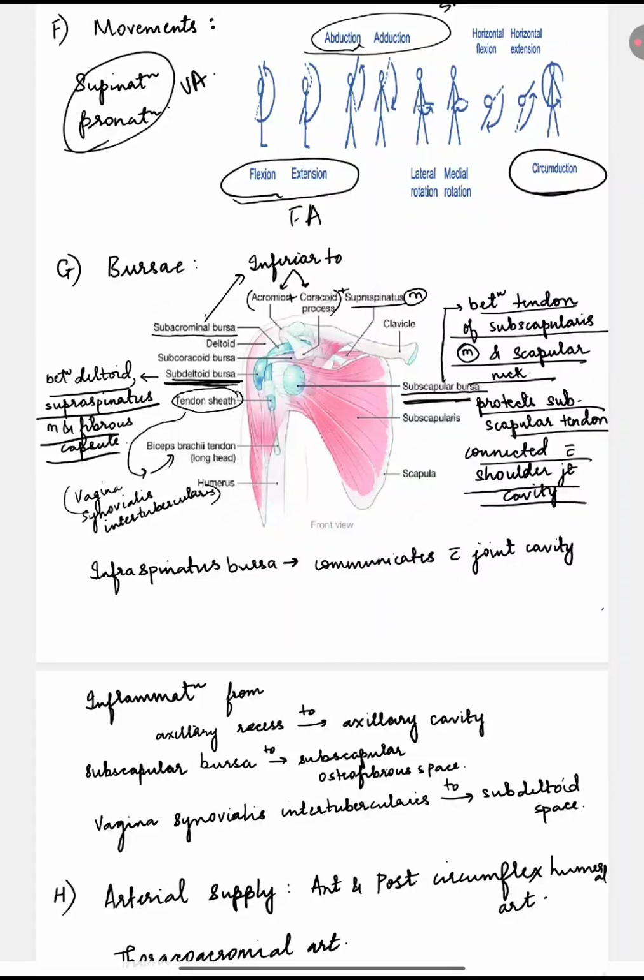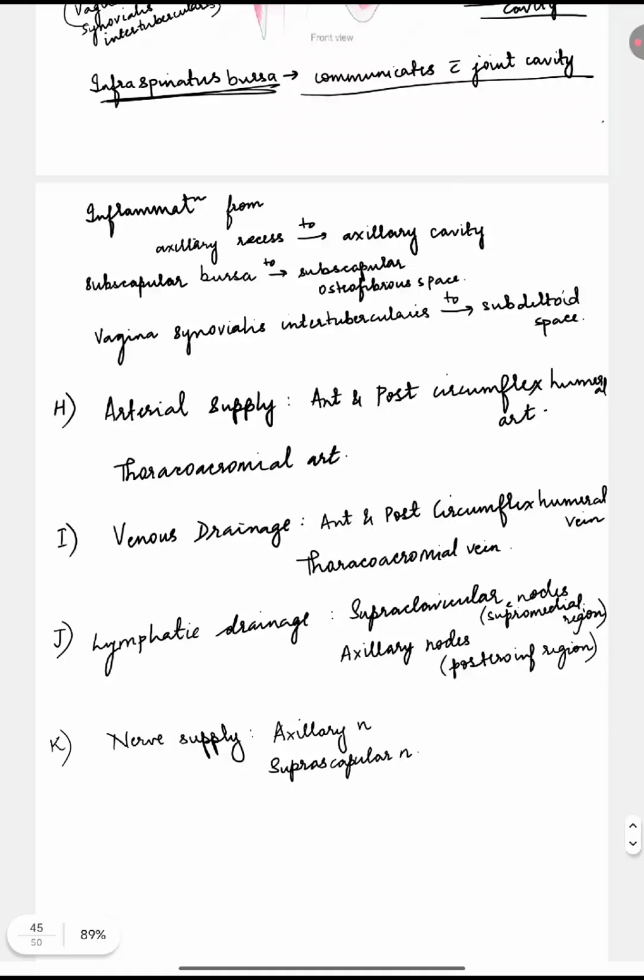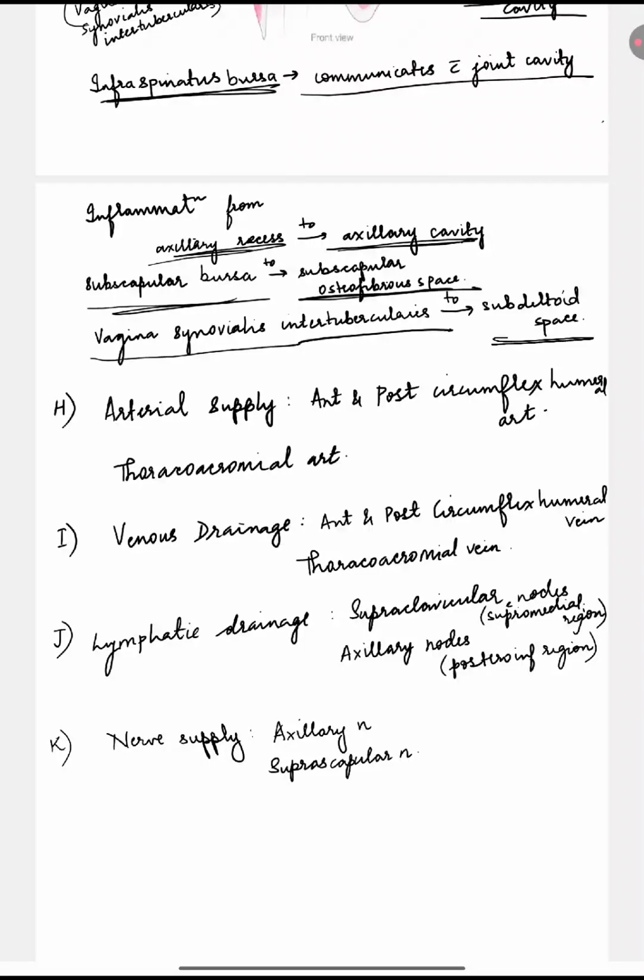Subacromial bursa. It is found inferior to the acromion and coracoid process and between the supraspinatus muscle. It facilitates the movement of the supraspinatus muscle, and the infraspinatus bursa communicates with the joint cavity. Now, inflammation spreads from the axillary recess to the axillary cavity, from the subscapular bursa to the subscapular osteofibrous space, and from the vagina synovialis intertubercularis to the subdeltoid space.